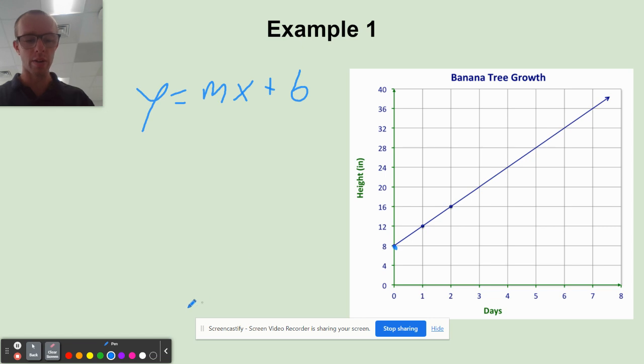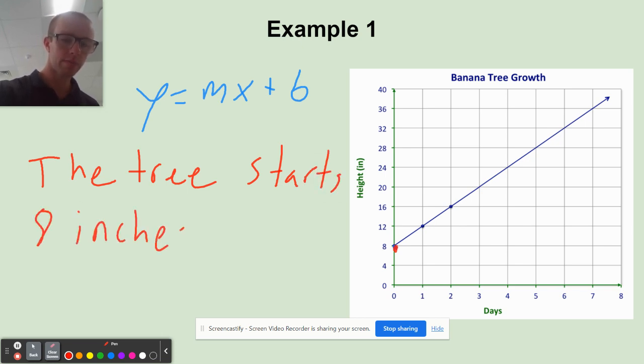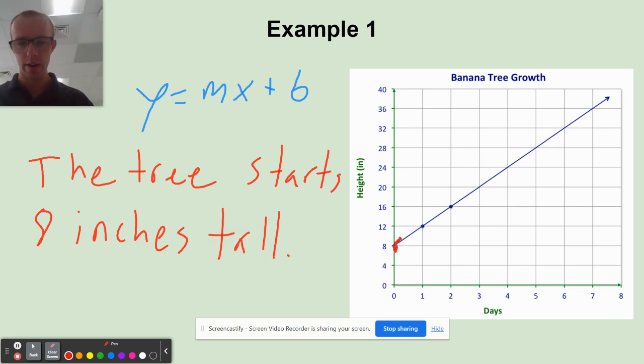All right, what can we learn from this graph? Well, at 0 days, so at the beginning of the banana tree, it has a height of 8 inches right here at 0 days. So I'm going to write that as part of my story. The tree starts 8 inches tall. That's what I can learn from this graph. The tree starts 8 inches tall, right? Right here. At 0 days, it's 8 inches tall.